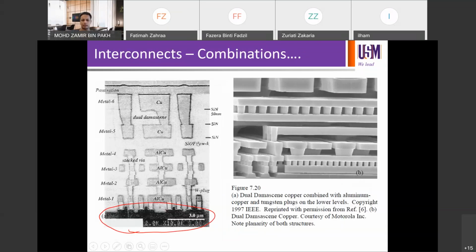So on the right hand side, you have the cross section as well, of the dual damascene copper interconnects. You can see the neatness of the interconnects formed there. Beautiful, right? So you can see the metal layer here, the plugs in between, metal plugs, until the top metal. Okay, I don't know how many metal layers there are altogether. Maybe 1, 2, 3, 4, 5, 6, 7 maybe. I don't know what's going on up there, but it looks like another layer as well.